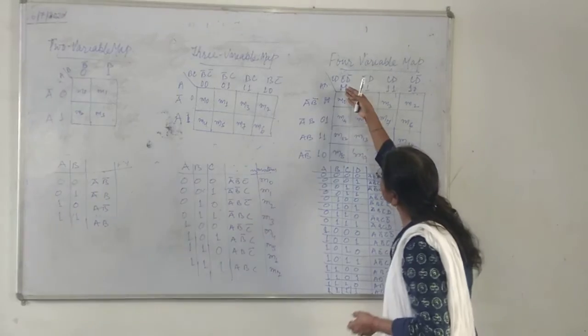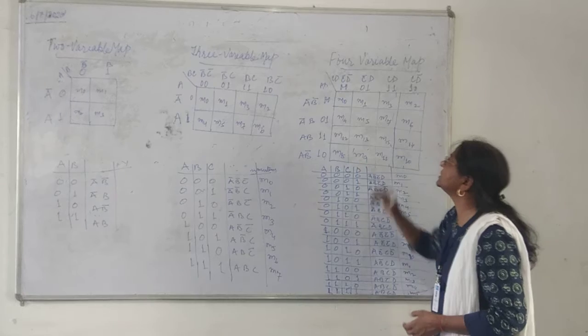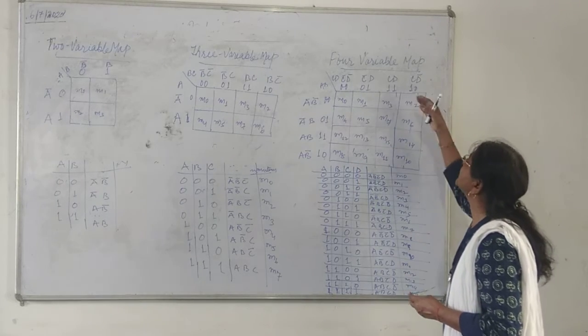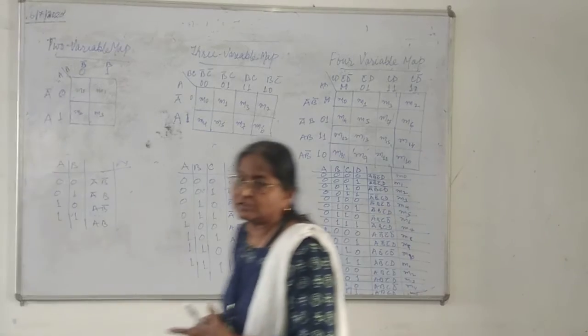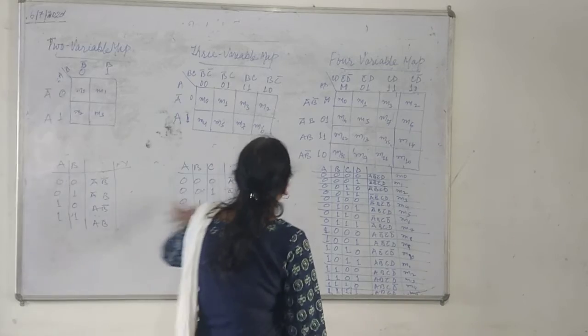For this particular column, the value of CD is 0, 0. For this column, the value of CD is 0, 1. For this column, the value of CD is 1, 1. And for this column, the value of CD is 1, 0. Now what I have done here is just shown you a tabular form.